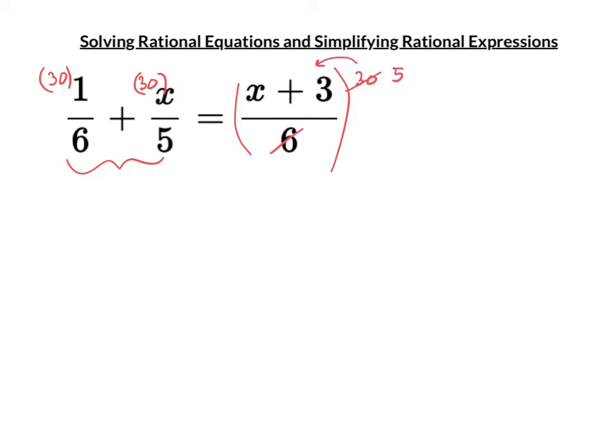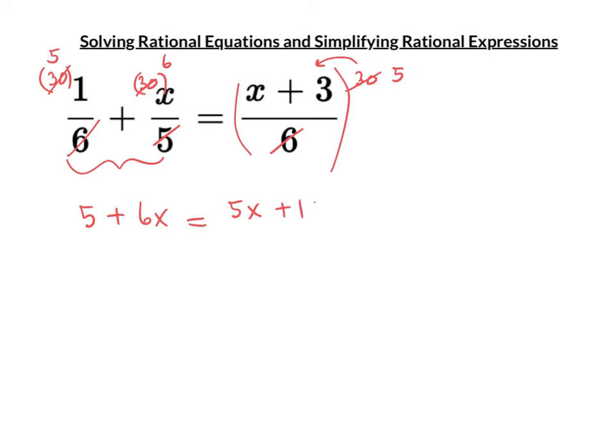Now you have to distribute what's left. But notice how everything cancels. 6 and 30, the 30 becomes 5 because 6 goes into 30 5 times. 5 times 1 is 5. 5 goes into 30 6 times. 6 times x is 6x. And then I distribute the 5. 5 times x and 5 times 3.